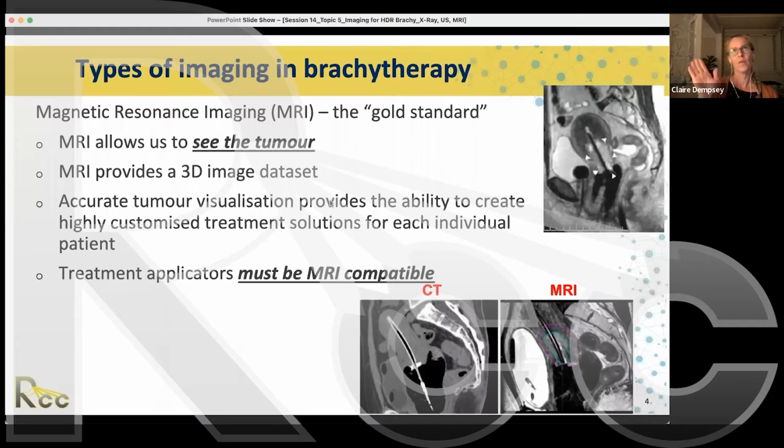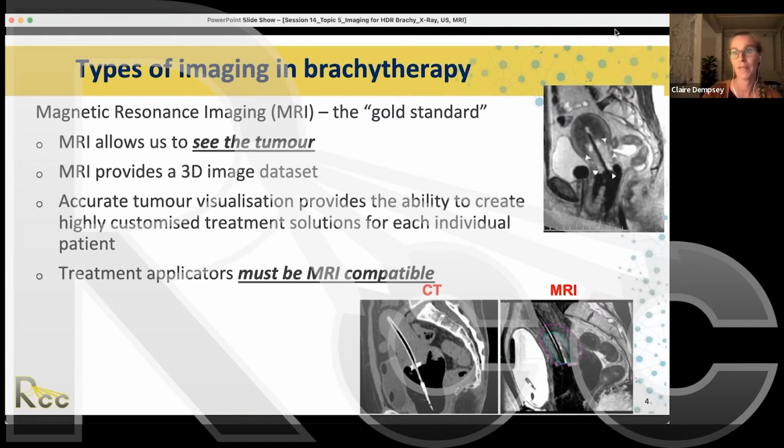All right, so what we'll start on first is the different types of imaging in brachytherapy. So I guess MRI, magnetic resonance imaging, is what we now call the gold standard for brachytherapy imaging internationally. The beauty of MRI is it actually allows us to see the tumor. I remember when my department transitioned from doing CT-based brachytherapy imaging to MRI-based imaging, and the radiation oncologist I work with was so excited because he sort of said, wow, this is the first time I can actually see what it is I need to treat.